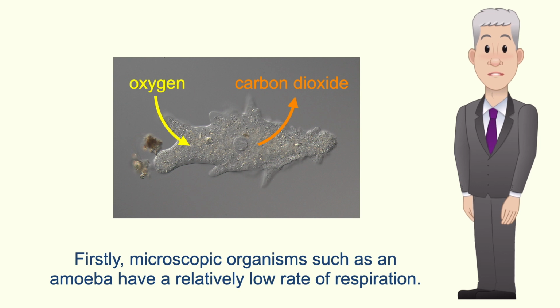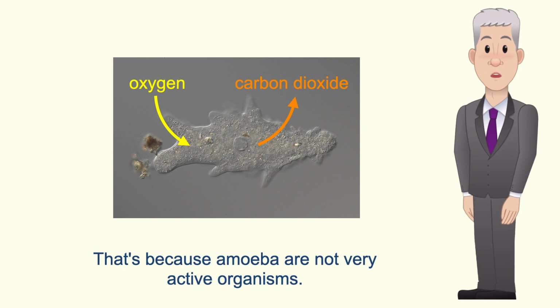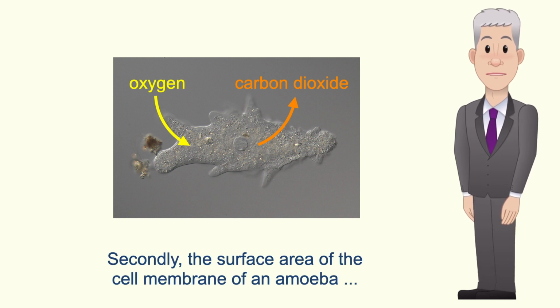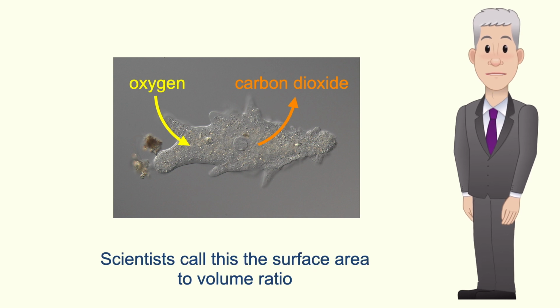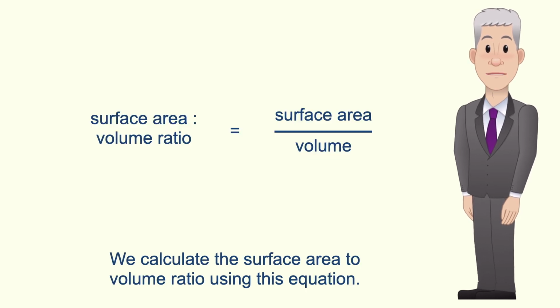Firstly, microscopic organisms such as an amoeba have a relatively low rate of respiration, and that's because amoeba are not very active organisms. Secondly, the surface area of the cell membrane of an amoeba is relatively large compared to the volume of the cell. Scientists call this the surface area to volume ratio. We calculate the surface area to volume ratio using this equation. The surface area to volume ratio is the surface area divided by the volume.